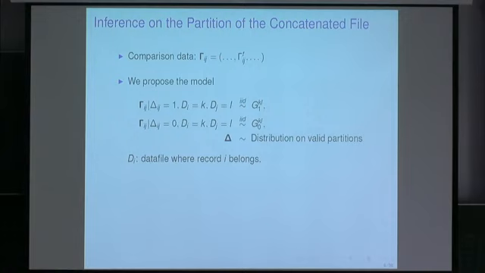Therefore, since this is a Bayesian approach, we have to put a distribution on partitions on that space. At the end, we're going to obtain a posterior distribution on the possible partitions of the data file, and our linkage decisions are going to be based on that posterior distribution.